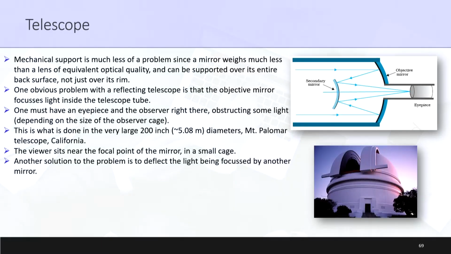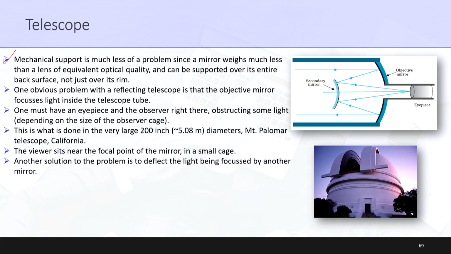Let us move on. Mechanical support is much less of a problem since a mirror weighs much less, quite evident. So, transportation is also very easy. Then a mirror of equivalent optical quality can be supported over its entire back surface, not just over its rim. Basically, this is one example of how a secondary mirror is being used. The objective is okay, but a secondary mirror is being utilized here, and hence this is the application of the usability of a mirror in a telescope.